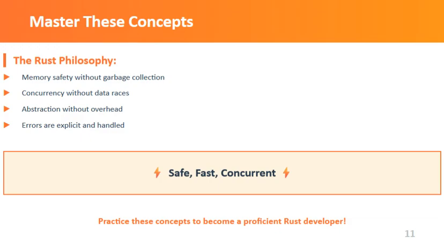These core concepts embody Rust's philosophy: memory safety without garbage collection, concurrency without data races, and abstraction without overhead. Master ownership, borrowing, lifetimes, traits, and error handling to write safe, fast, and concurrent code. Practice these concepts consistently, and you'll become a proficient Rust developer in no time.